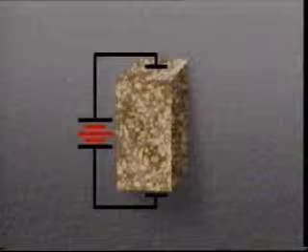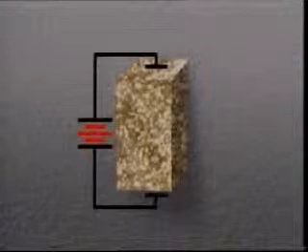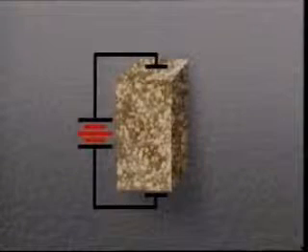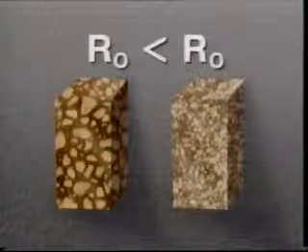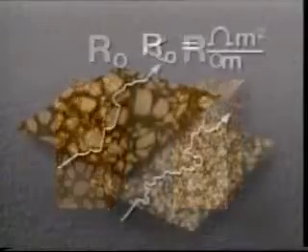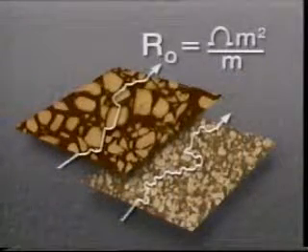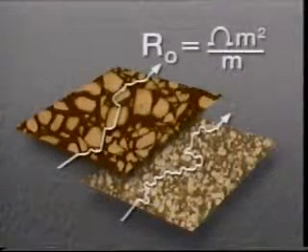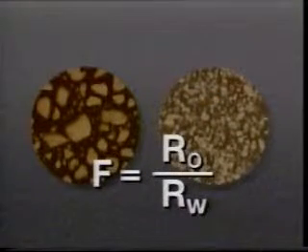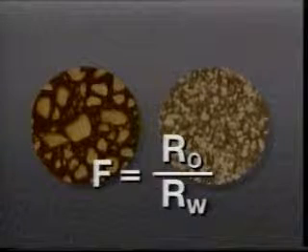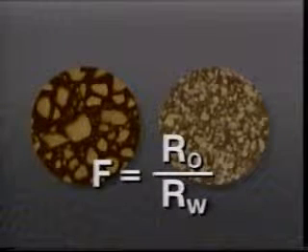The path taken by an electrical current across 1 unit length is more tortuous in this rock than in this one. The resistivity R sub O of the rock with a greater amount of tortuosity will be higher than that of the rock with the more direct current pathways. Archie designated this tortuosity effect as formation factor and used F as its symbol.